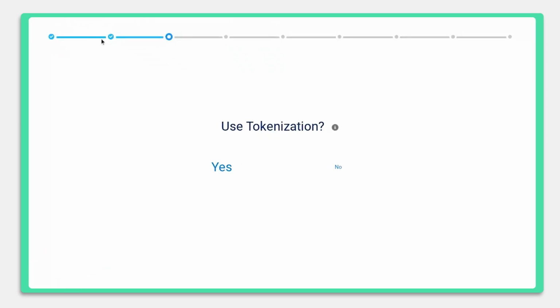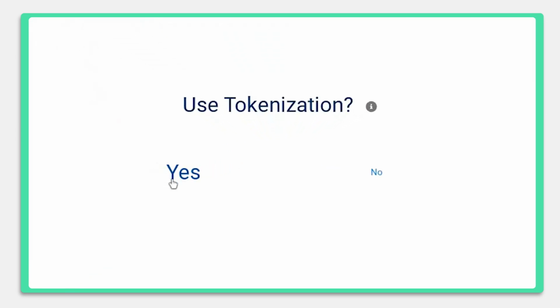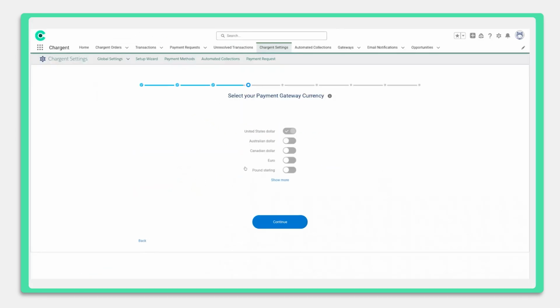Oh, and one last quick tip. Remember the setup wizard we mentioned earlier? This is where you can choose to enable tokenization in Salesforce with just a click of a button. Tokenization will help you reduce the scope of PCI compliance and protect your customer data. See, taking payments in Salesforce using Chargent is easier than you'd think.